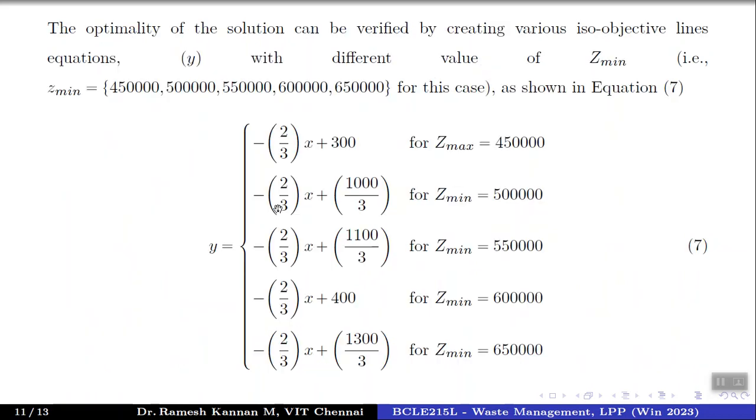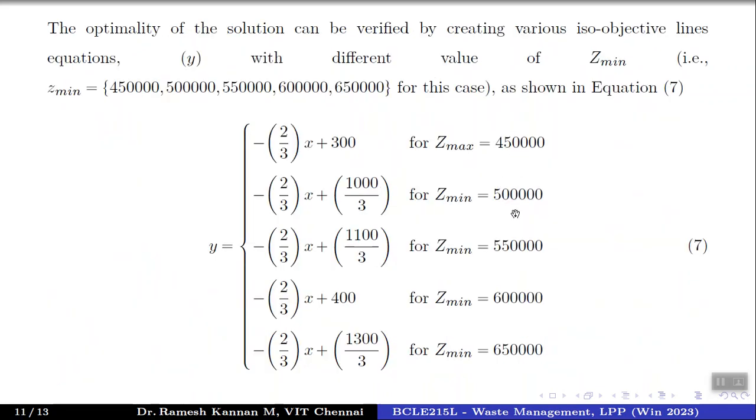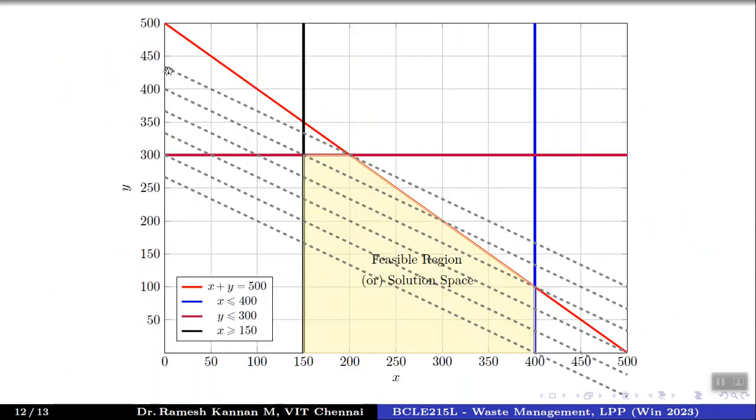And once you do that, we'll have a series, and we will do it by trial and error. We know that it is 55,000. Let's try 40,000, 45,000 and so on. So 45,000, 50,000, 55,000, 60,000, 65,000, and each will give iso-profit lines or iso-objective lines.